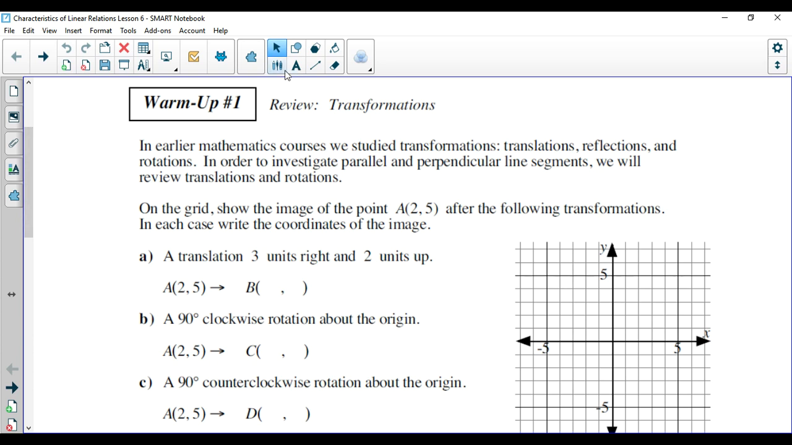So we're going to begin by just plotting the point A, (2, 5) on this grid. So (2, 5) would be 2 to the right, and it would be 5 up. So that point's going to be located right here. So we'll call that point A.